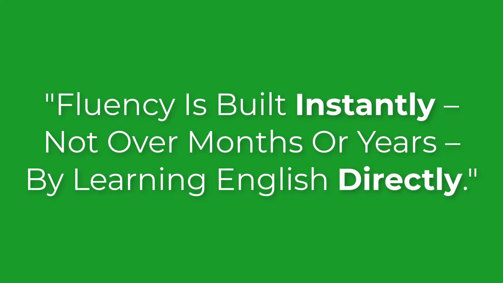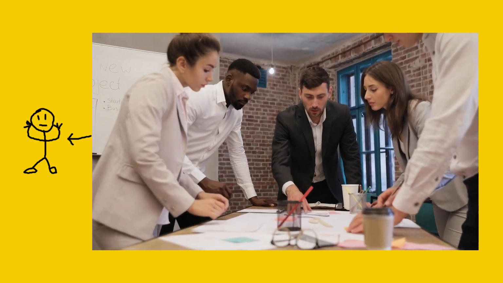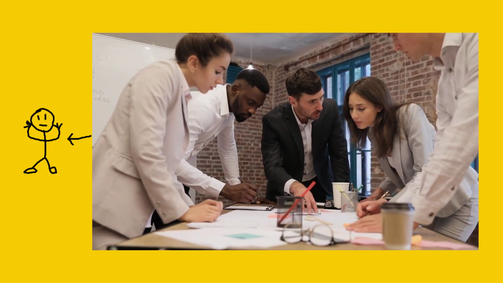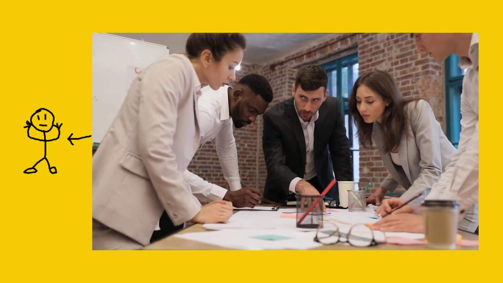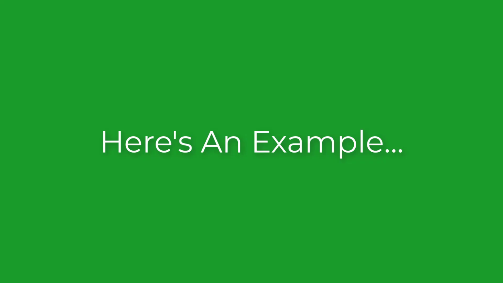So, what's the better theory of fluency? Here's the one sentence that can change everything about the way you learn English. Fluency is built instantly, not over months or years, by learning English directly. By removing the filters of traditional English lessons, you can understand and use the real language automatically. Here's an example of direct learning.